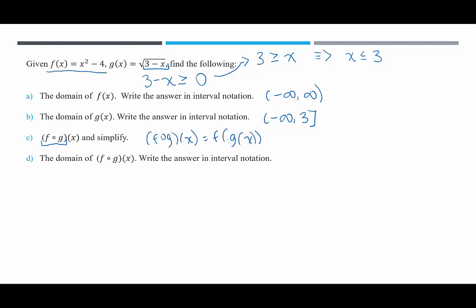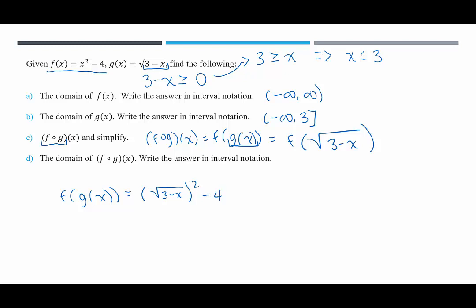And what we would do is we would start with this innermost function g of x. So we would have f of, what's g of x? The square root of 3 minus x. Now what we're going to do, anywhere in f that we see an x, we're going to replace it with the square root of 3 minus x. So we would get, I'm just going to go work down here. So f of g of x will be, we're going to replace that x with the square root of 3 minus x, and then square it minus 4.